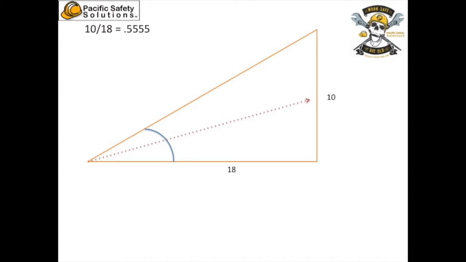For an iPhone, with that number 0.55555 on the calculator, press second function, then press the tangent key. The number you get should be 29. That means you have a 29-degree angle. If you have an Android phone, keep the 0.555 in the calculator, then press shift, then press the tangent key. You should come up with the 29 degrees.